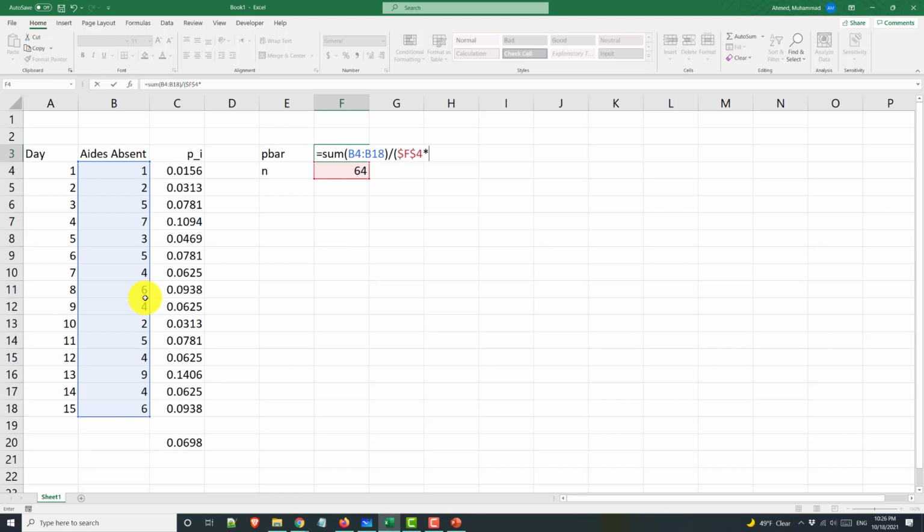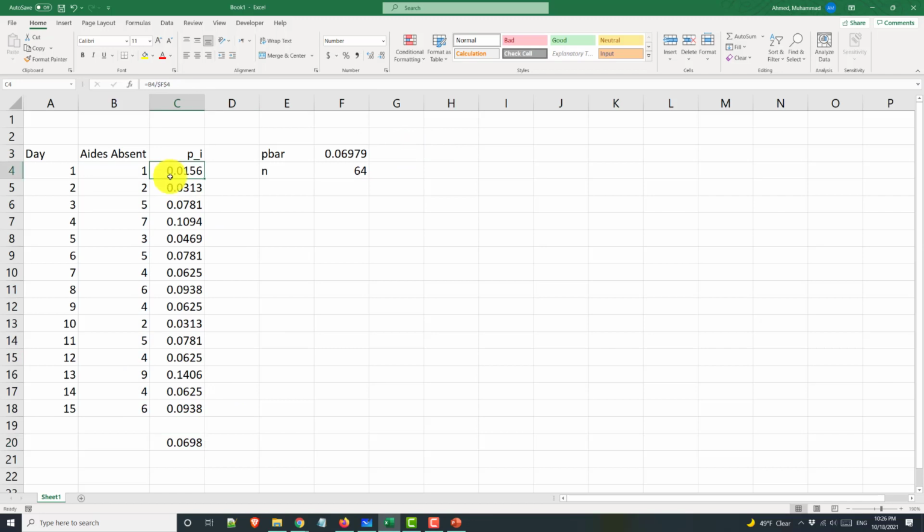So how many samples did we take? Well, day 1 was 1 sample, day 2 was another sample, day 3 was another sample. So we have 15 samples. So multiply by 15, okay? And you can see that the P bar you get from the formula given on the slides is exactly the same value as if you found the P, the proportion for each sample, and just took the average of those proportions. So both ways give you the same answer, okay?